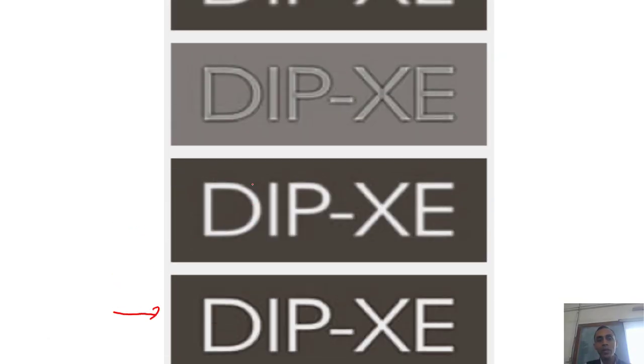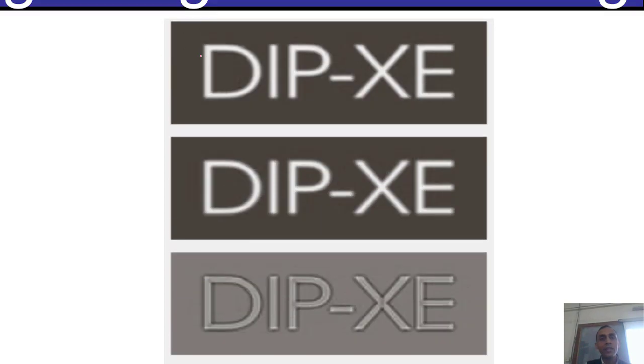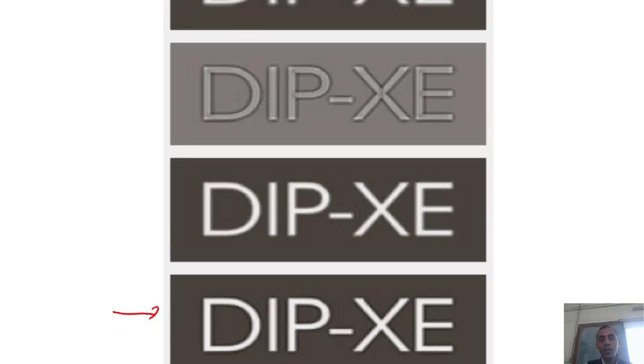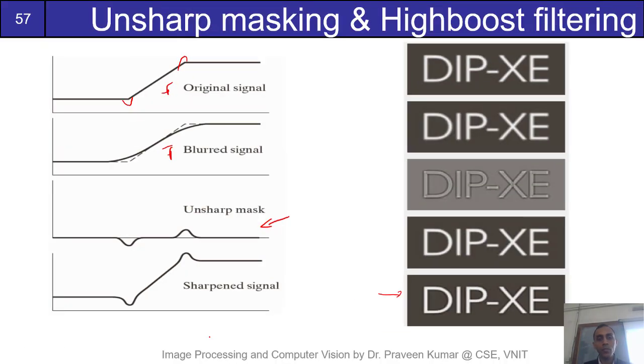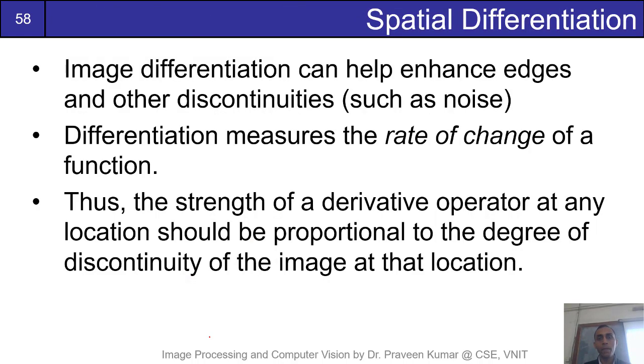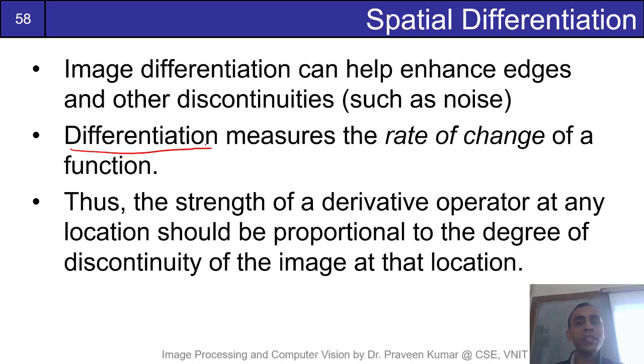And you can see here probably the transitions, the edges are very blurred, but here the edges have become more sharpened. So that is what we first have to try to understand: how we will do spatial differentiation in an image. Because spatial differentiation is going to basically give us the rate of change of functions, and that will help us to understand where are the locations where there are discontinuities.